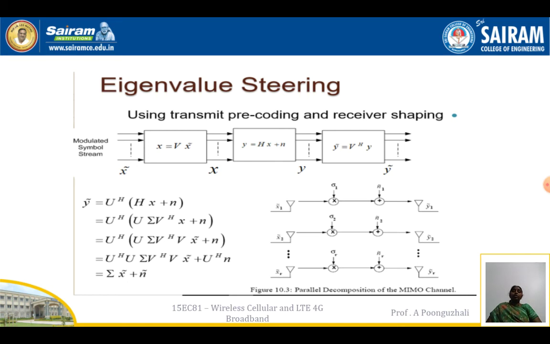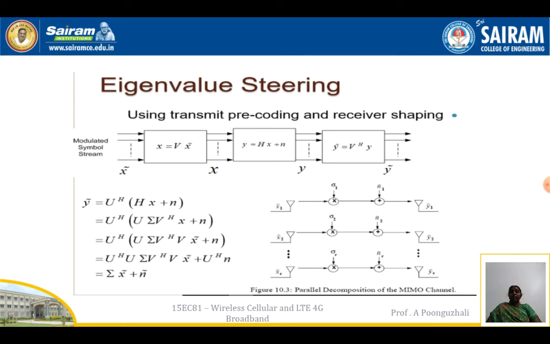So the output is going to be the received signal y. This received signal is again sent to the modulator, that is, y cap is equal to V^H into y. So the output will be y cap. I can write y cap as the Hermitian unitary matrix V^H into (Hx plus n), where Hx plus n is the channel output y.